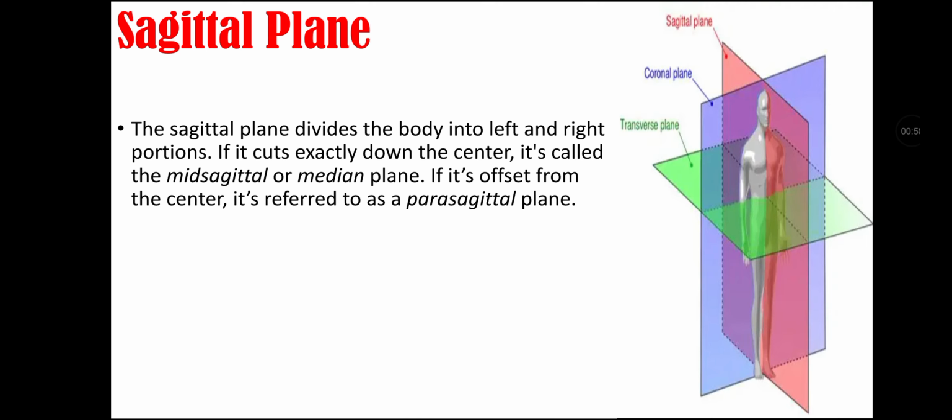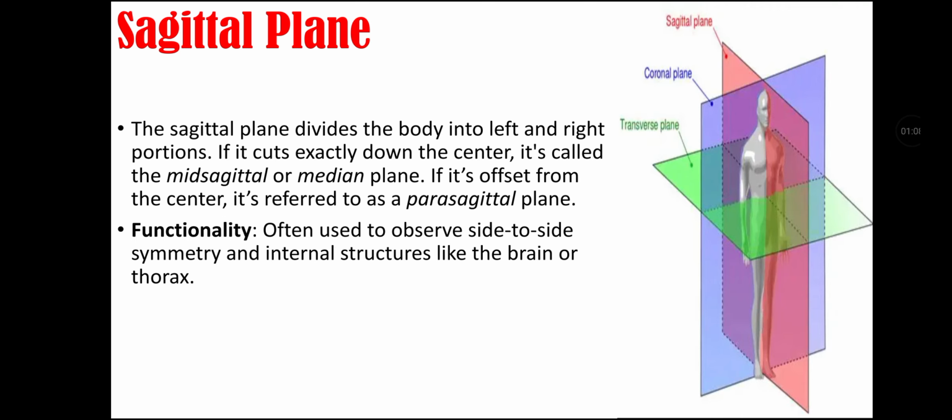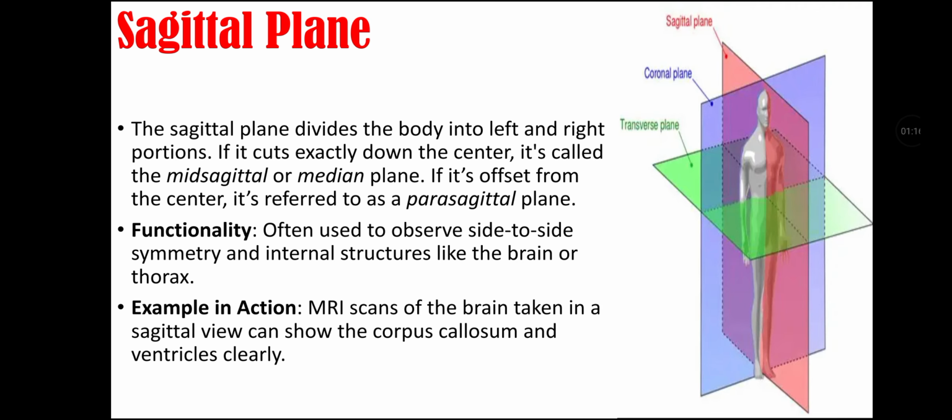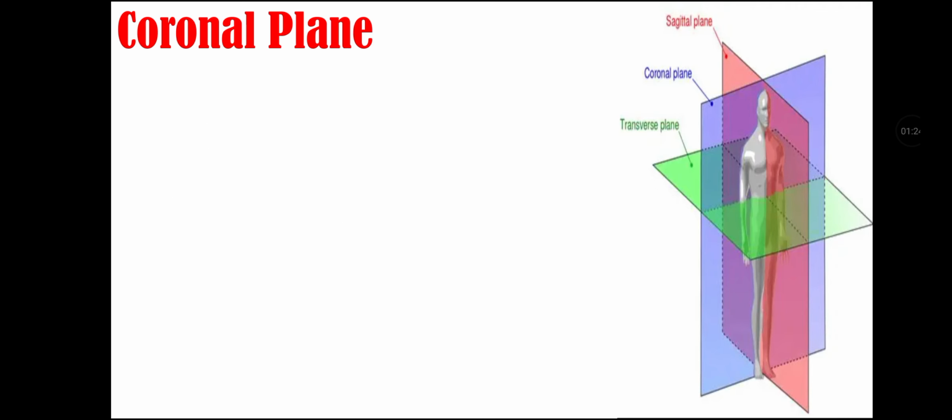If it cuts exactly down the center, it is called mid-sagittal or median plane. If it is offset from the center, it is referred to as a parasagittal plane. Functionality of sagittal plane. It is often used to observe side-to-side symmetry and internal structures like the brain or thorax. Example in action. MRI scans of brain taken in a sagittal view can show the corpus callosum and ventricles clearly.